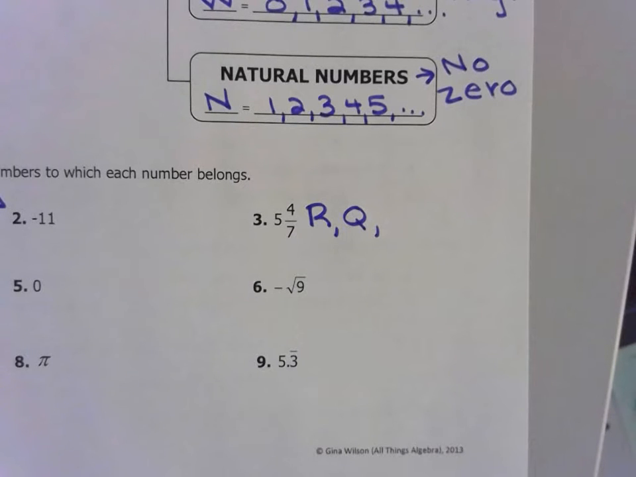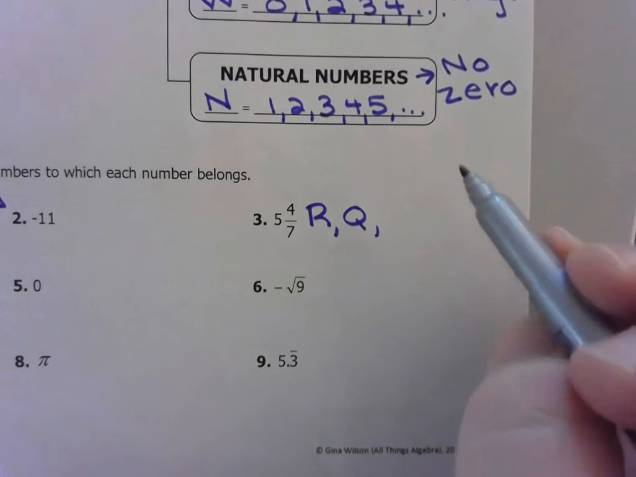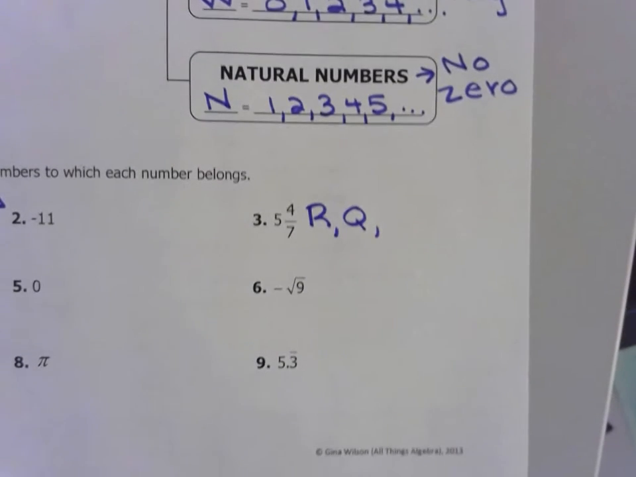Next one is an integer. Is this an integer? No, why not? It's a fraction, so you're done. Once you hit one that doesn't work, you don't have to go further. So it's just real, rational.